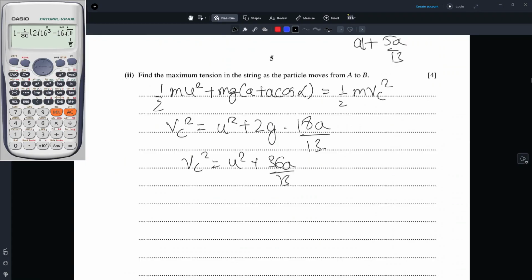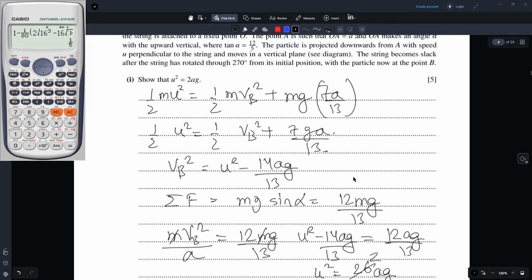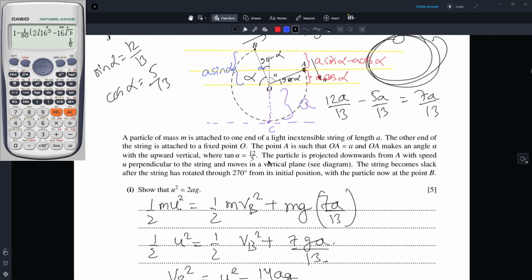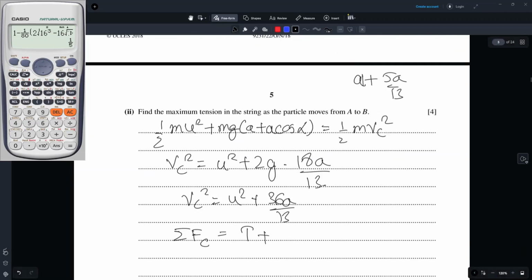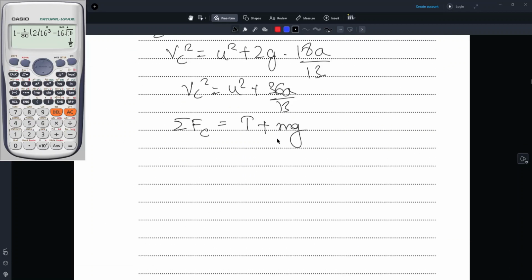So then what we have is the summation of forces at C. This equals the tension force which acts upwards this time towards the point O, this plus mg. So we have here m vc squared by a equals T plus mg.